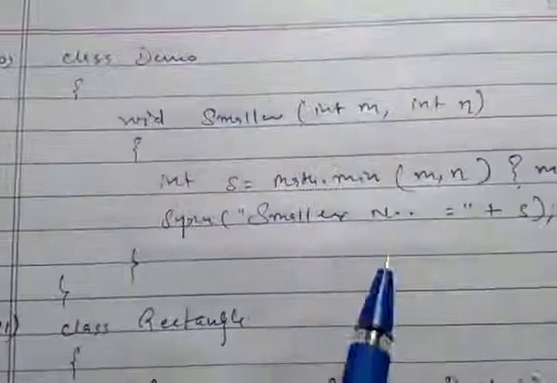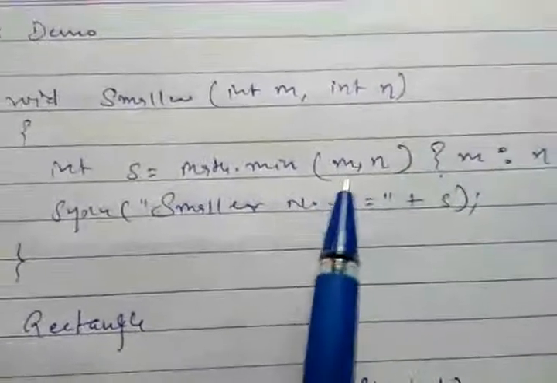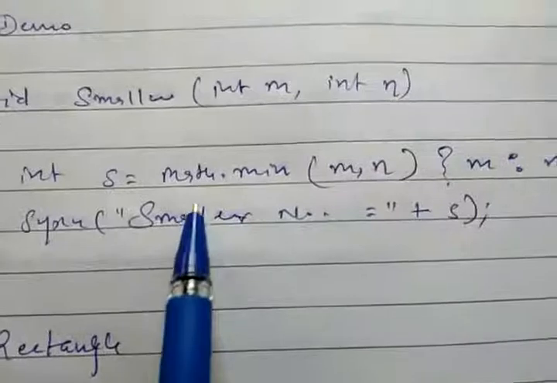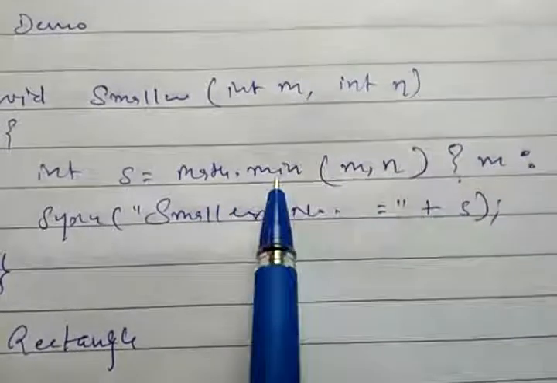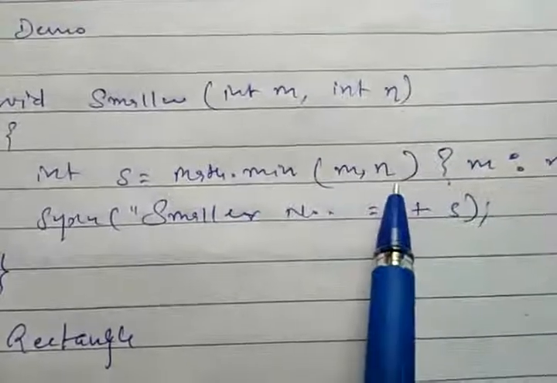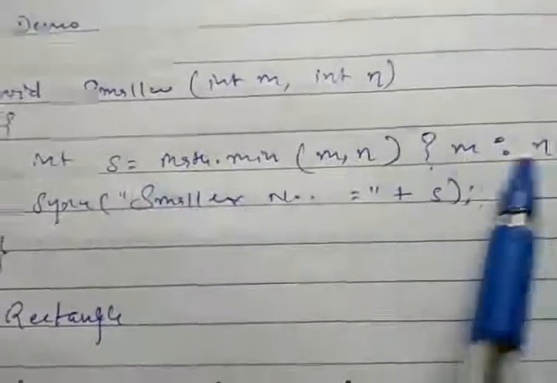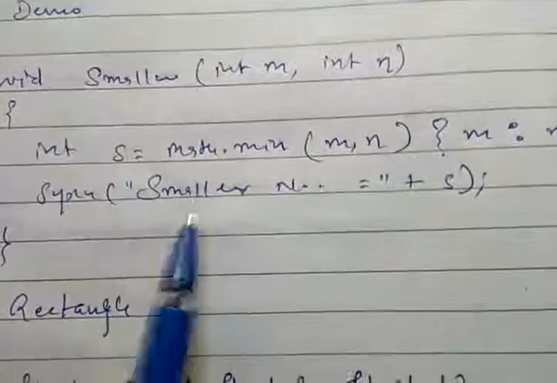Question number 10 is similar to question number 8. Here we have to find out the minimum number between 2 using a ternary operator. So we are using the function Math.min m comma n. If the condition is true, then m will be stored in s, otherwise n will be stored in s, and we are printing it as the smallest number.